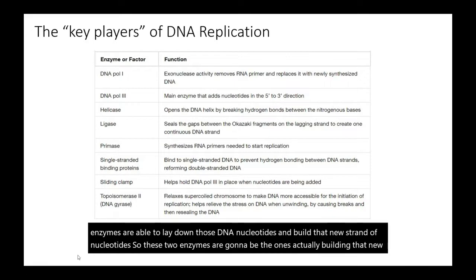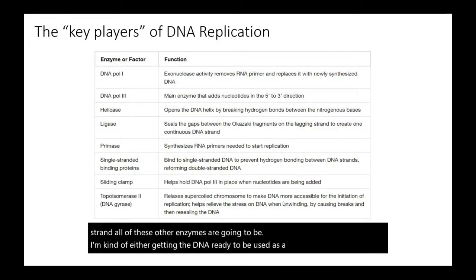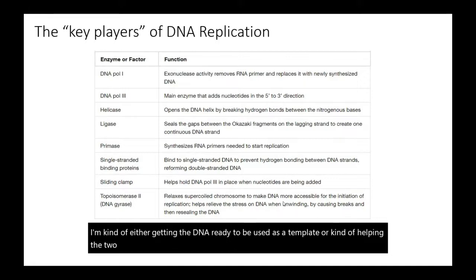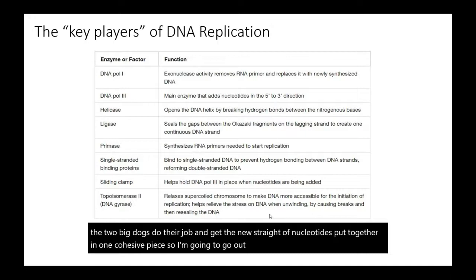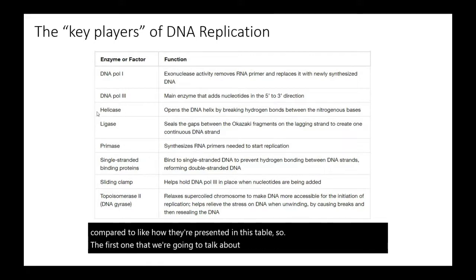All of these other enzymes are going to be either getting the DNA ready to be used as a template or helping the two big dogs do their job and get the new strand of nucleotides put together in one cohesive piece. So I'm going to go out of order when talking about these compared to how they're presented in this table. The first one that we're going to talk about is helicase.